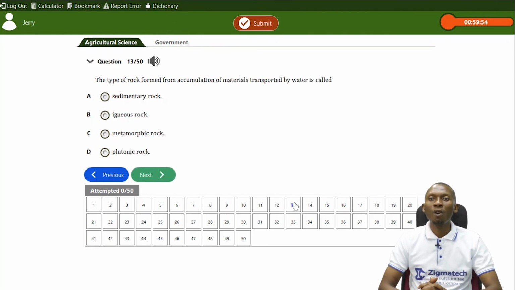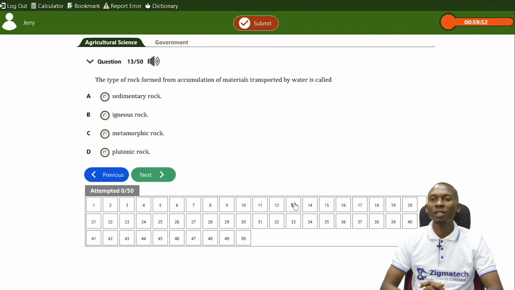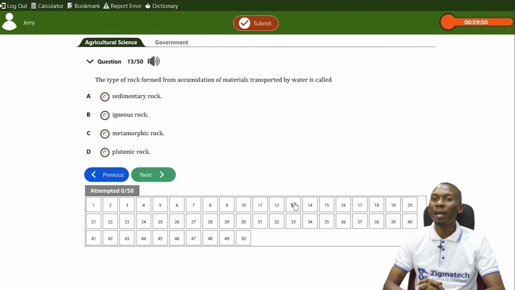The type of rock formed from accumulation of materials transported by water is called A, sedimentary rock, B, igneous rock, C, metamorphic rock, D, plutonic rock. The answer is sedimentary rock.